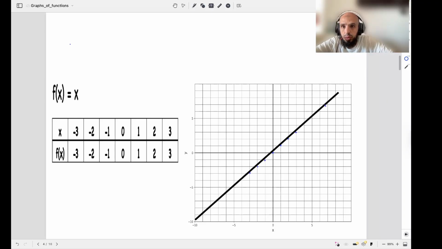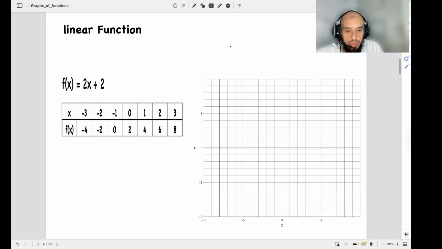The form that we used here for the equation of the straight line, y equals ax plus b, is called the slope-intercept form, because a, the coefficient of x, is the slope of the line, and b is the y-intercept. As we see here, the slope is equal to 1 and the y-intercept is equal to 0.